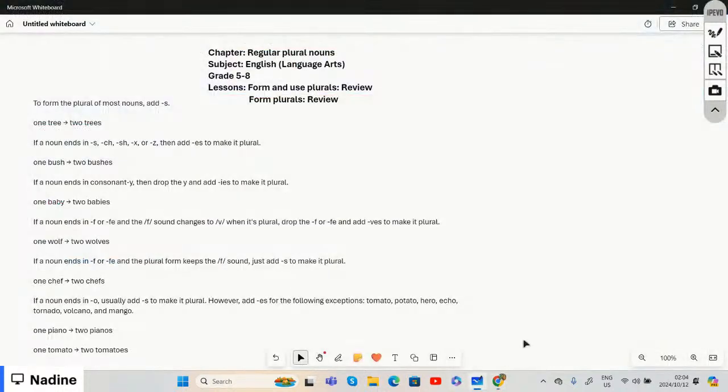So our chapter is regular plural nouns. Our subject is English language arts. We're doing grade 5 to 8. And the lessons that we are going to be focusing on today under the chapter of regular plural nouns is to form and use plurals. We're going to do a review as well as to form plurals. And we're also going to basically review on that.